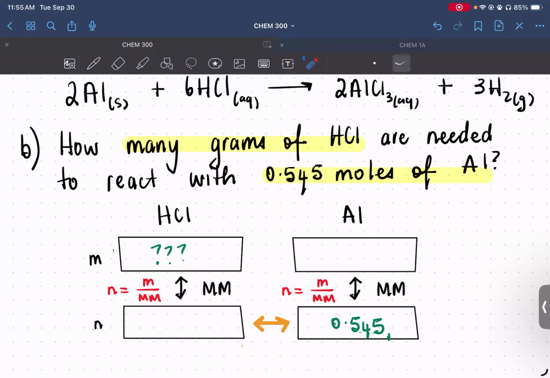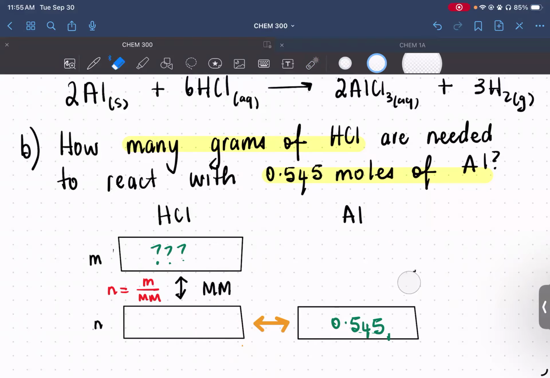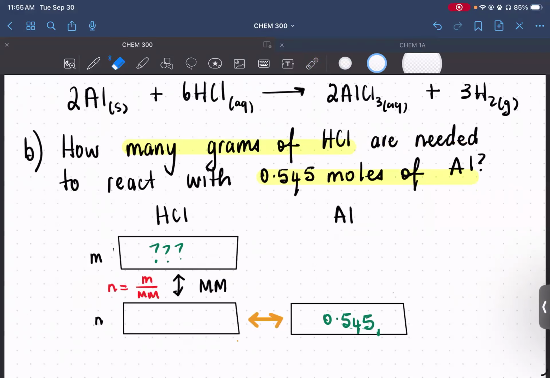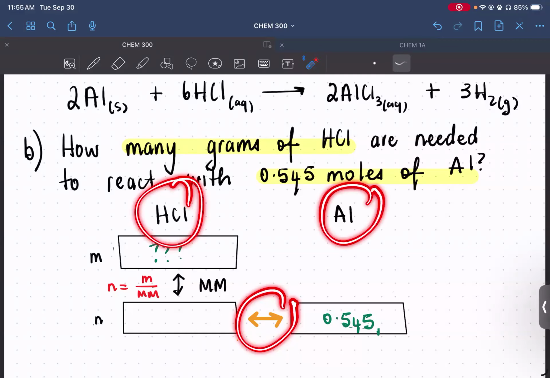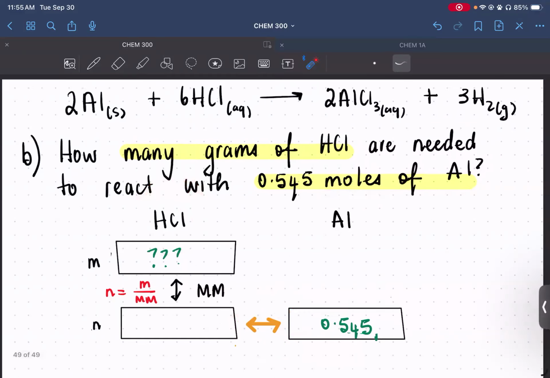Now, we can tell based on the roadmap, the path ahead does not need this box up here. So just for ease of clarity, let's erase it. We don't need that box up there. What do we need? We need the bus pass. We need the mole ratio between HCl and aluminum. That's right up here.